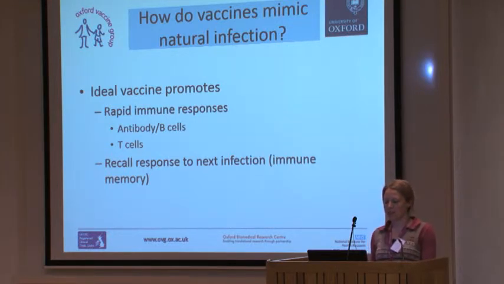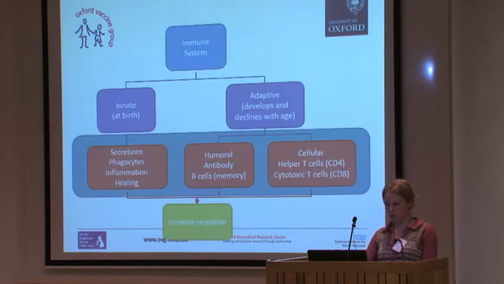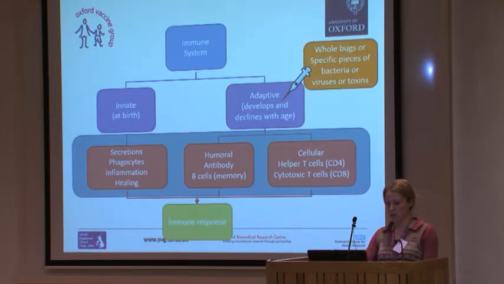So for your ideal vaccine, what you want is a rapid antibody response to mop up any invading pathogens, but you also want to induce memory B cells and T cells that will fight an infection next time you meet it. And so this was what we talked about earlier with the immune system. So mostly what we do is we target the adaptive side of the immune response.